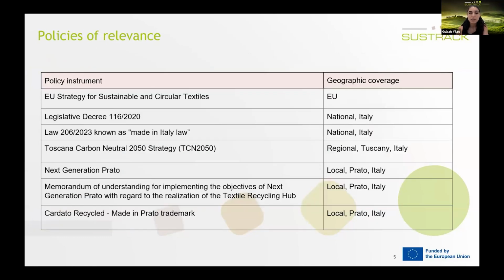And of course, we are checking the policies of relevance here, but in our case study, the focus is more on the regional side, so we are mainly focusing on what is happening in the policy sphere in the Prato region. But of course, we are also using higher scope policy instruments, such as the EU Strategy for Sustainable and Circular Textiles, as well as national policy instruments such as legislative decrees and laws, especially the one known as the Made in Italy law. We have a regional strategy called Toscana Carbon Neutral 2050. And for the local scale, we have Next Generation Prato, the Cardato Recycled trademark, as well as the Memorandum of Understanding for implementing the objectives of Next Generation Prato with regard to the realization of the textile recycling hub.